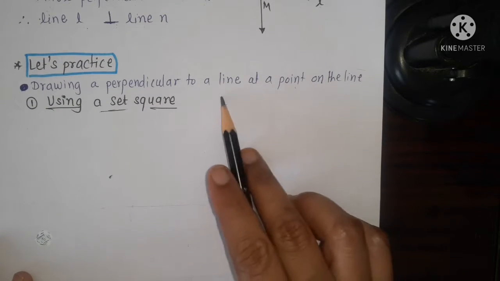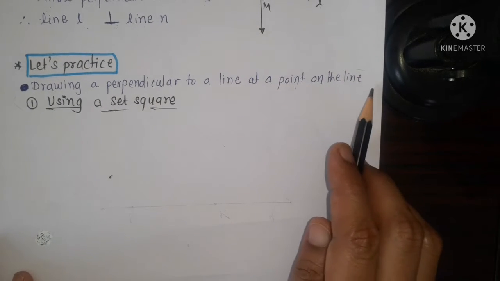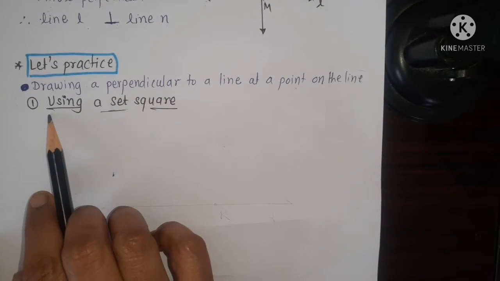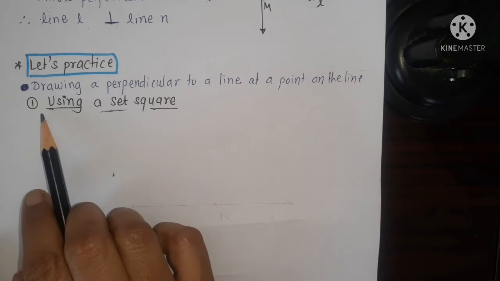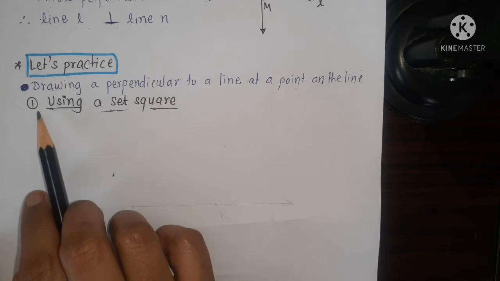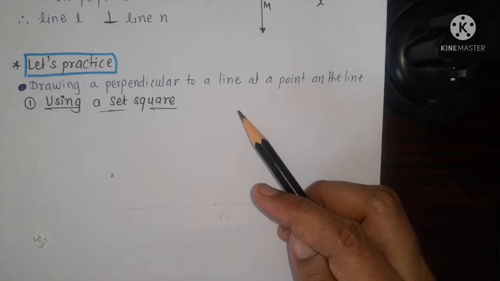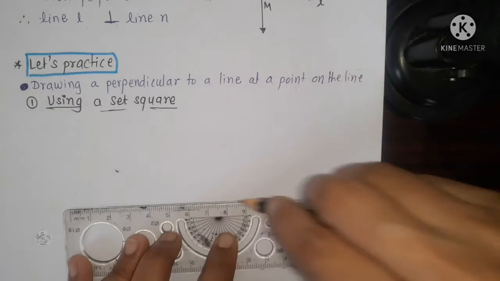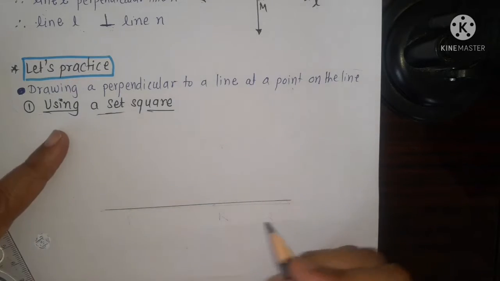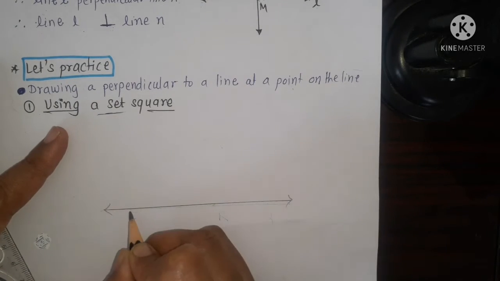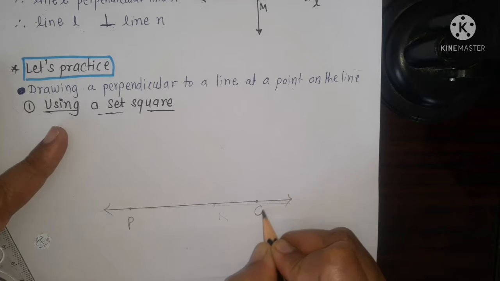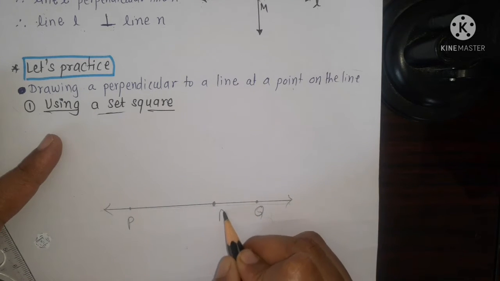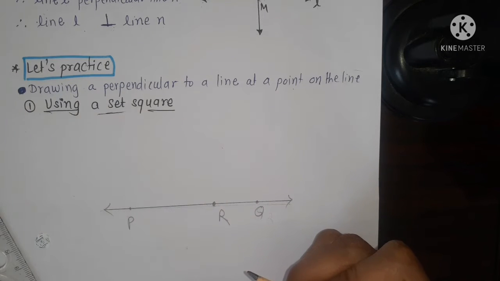Drawing a perpendicular to a line at a point on the line. We can solve this construction first by using a set square and second by using a compass. First, using a set square, we draw a line and give it the name PQ, and take a point R anywhere on the line.